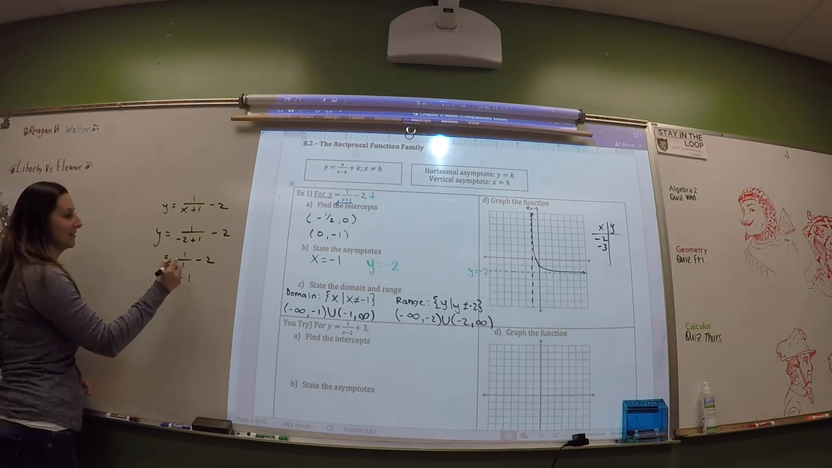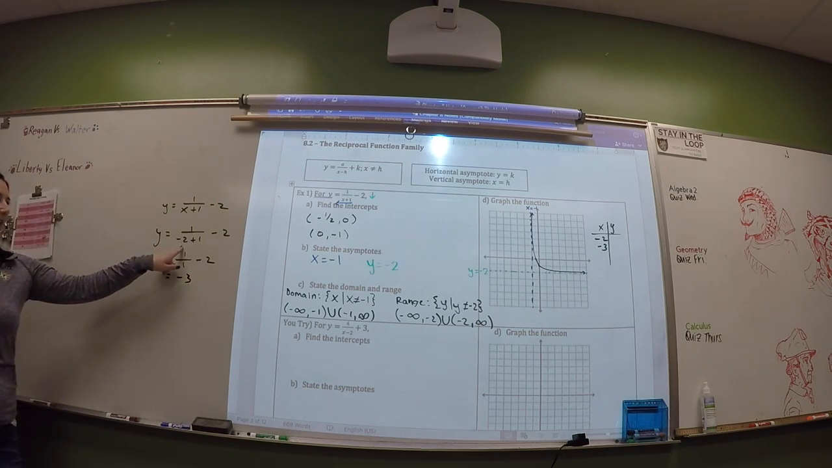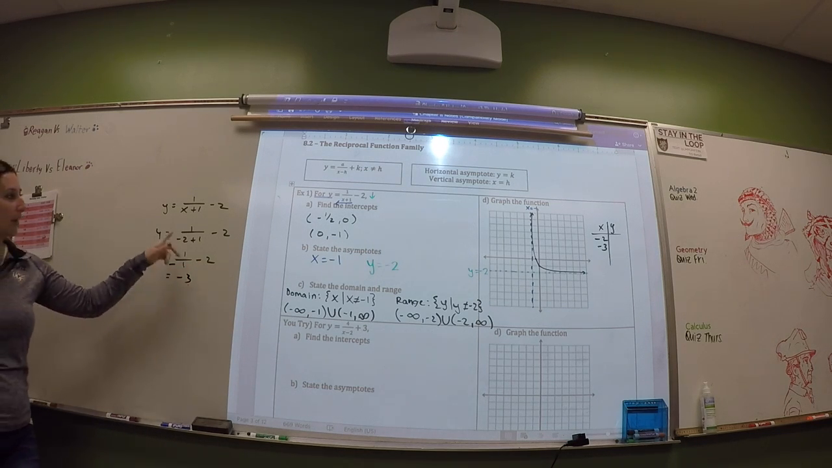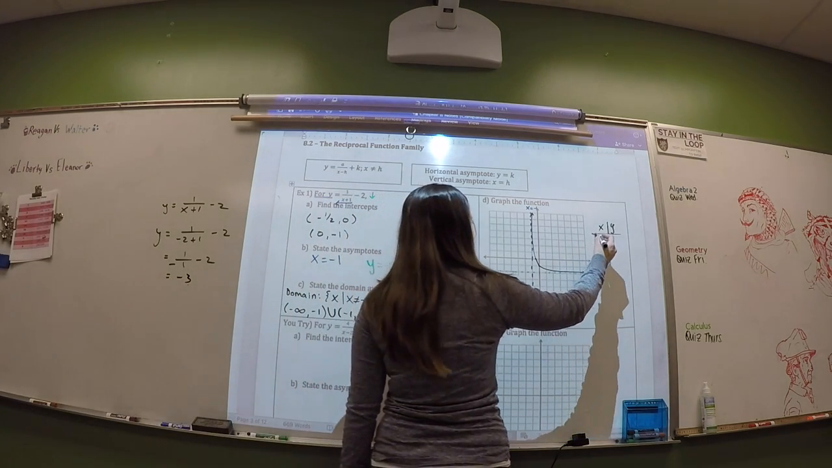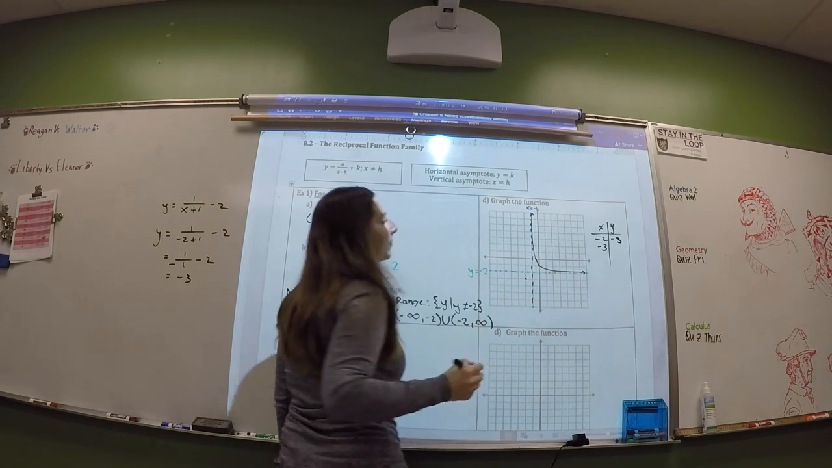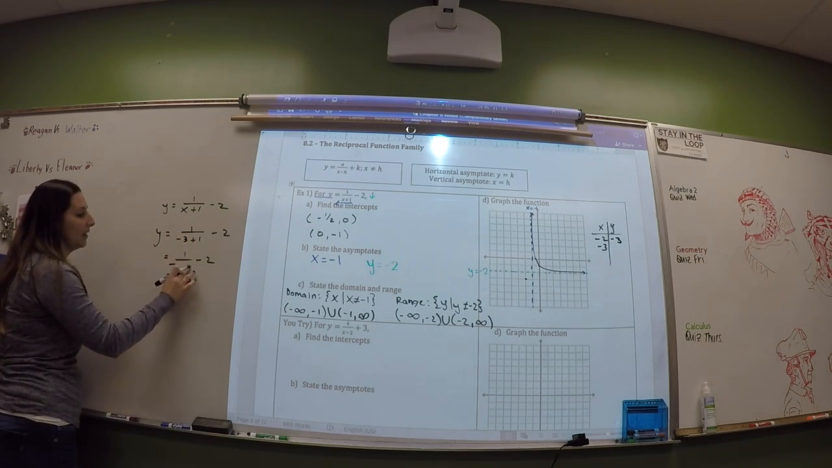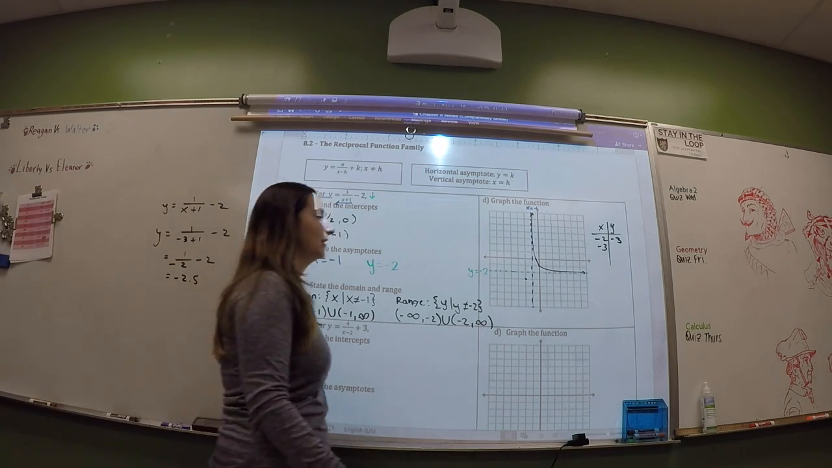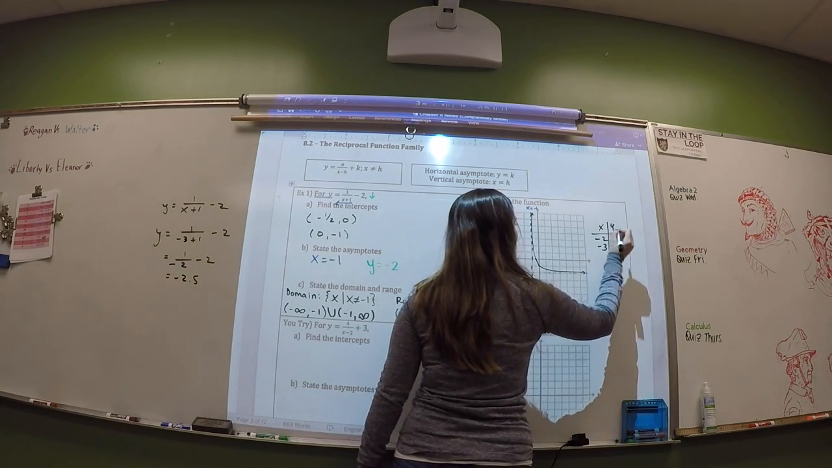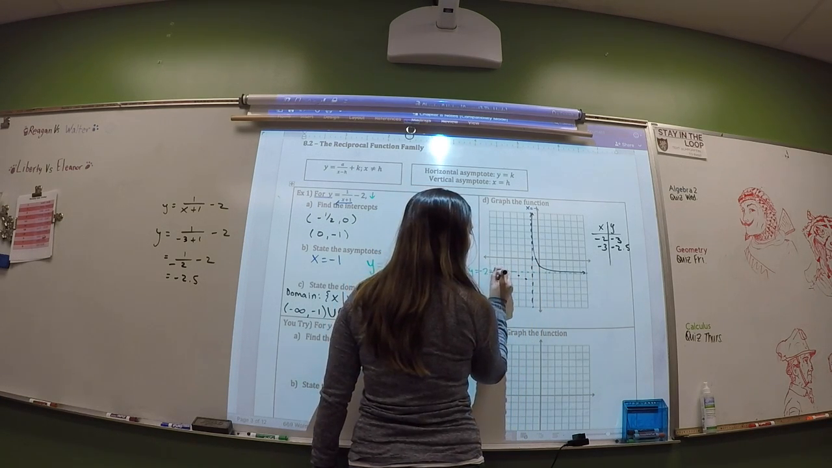But wait, this is wrong. This is -3. So when I plug in -2, I get 1 over -1, so that's -1 minus 2, which is -3. So when I plugged in -2, I got -3. So that's here. And then if I plug in -3, I get -4, -2.5. 1, 2, 3, 1, 2, 3.